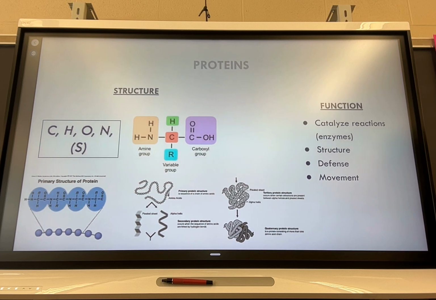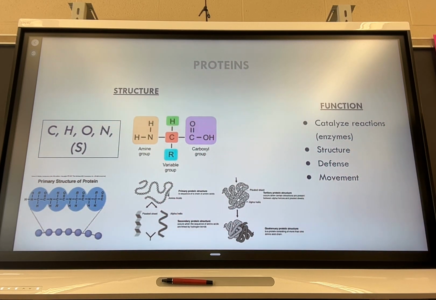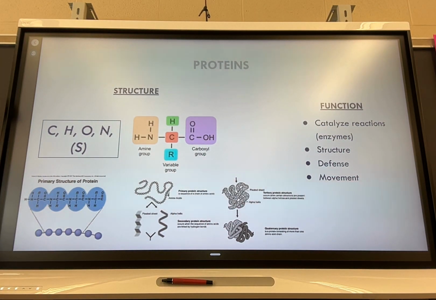Okay, our next organic molecule is the protein. The protein is going to be responsible for a lot within the cell. Those jobs include things like catalyzing reactions as enzymes, being structural, moving molecules throughout the membrane, defense, parts in your muscles. They're used for muscle building and muscle repair. They're used for a lot within the cell. In terms of atoms, in terms of elements, they are going to have carbon, hydrogen, oxygen, nitrogen, and occasionally sulfur. So we consider this to be CHON.